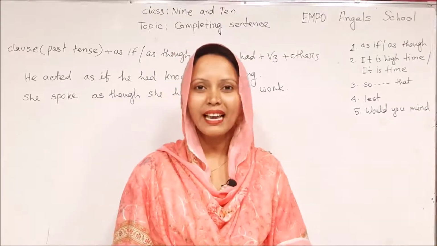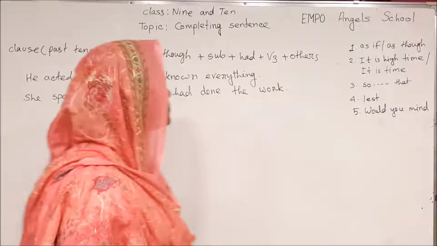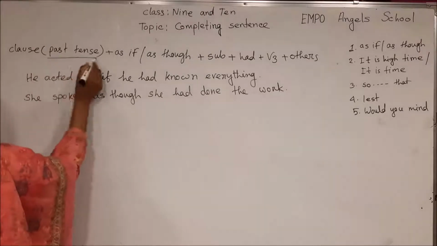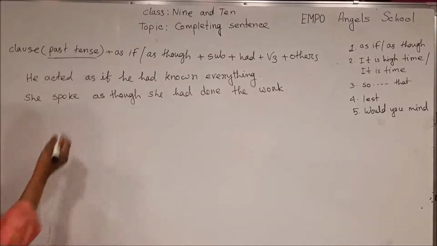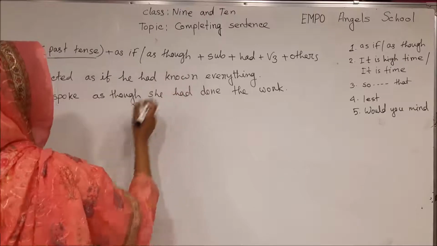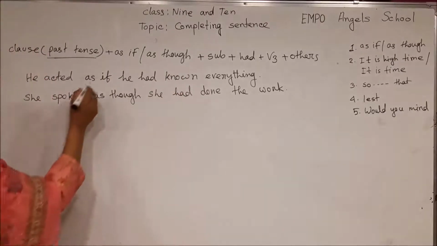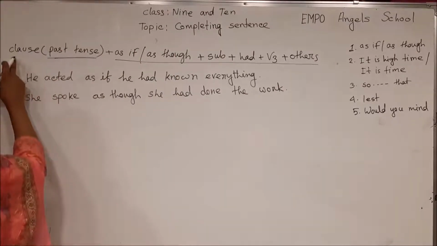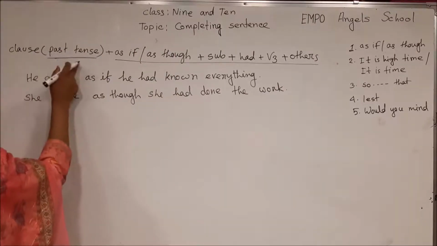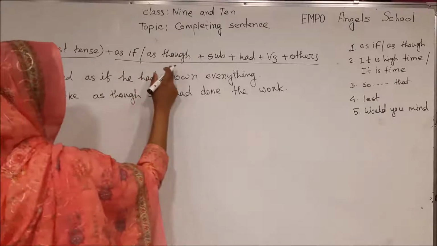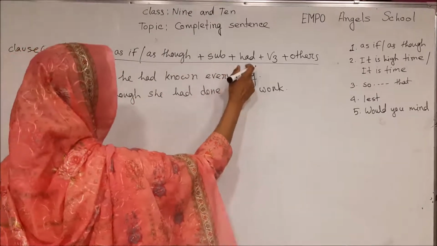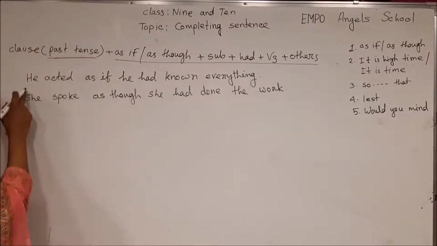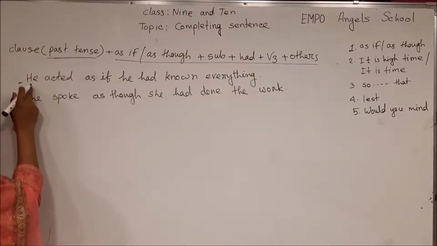Dear students, again have a look on the board. If you have a clause in past tense and then as if or as though, then you have to complete the sentence following this structure. If you have a clause in past tense, then as if or as though, then subject, then had, then verb 3 and others.